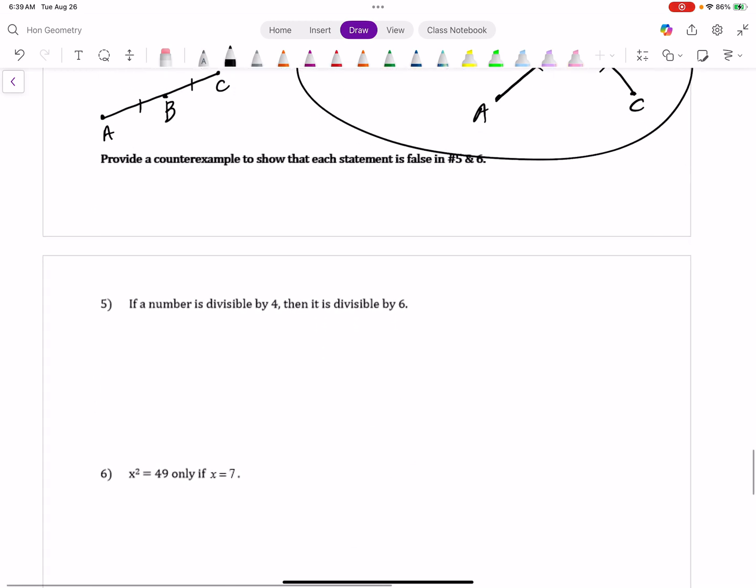Provide a counterexample to show why this is false. If a number is divisible by 4, then it's also divisible by 6. How about 8? That's your counterexample, because 8 is divisible by 4. 8 is not evenly divisible by 6, though. So that's 1 1/3. So 8 would be a counterexample.